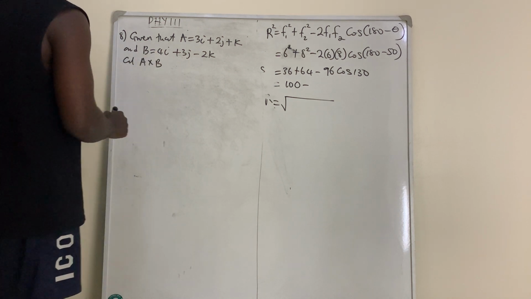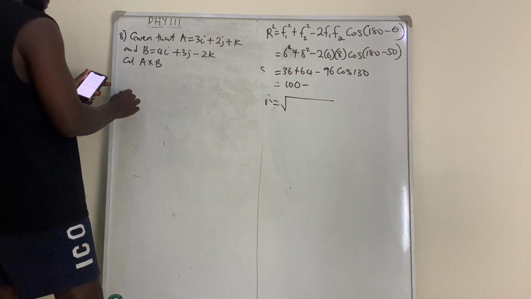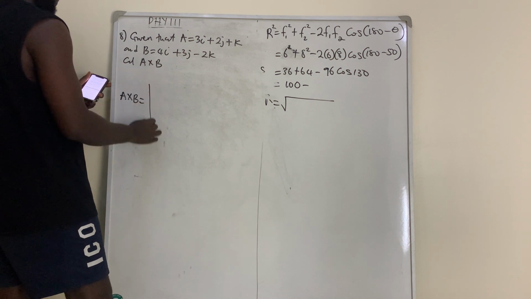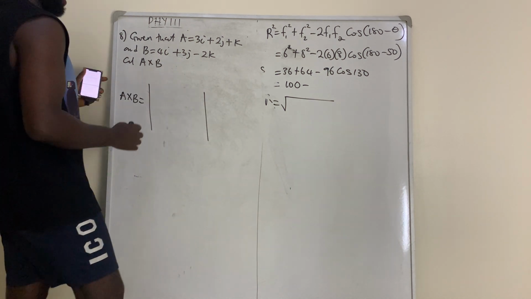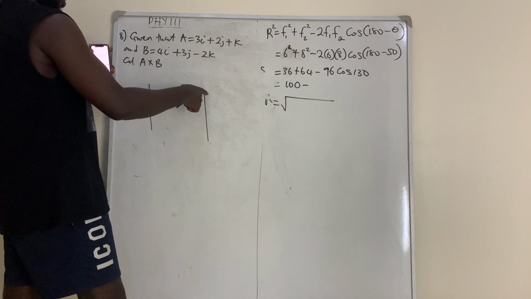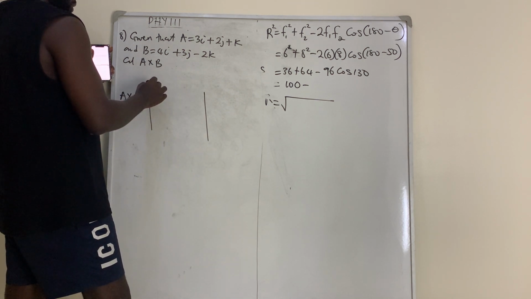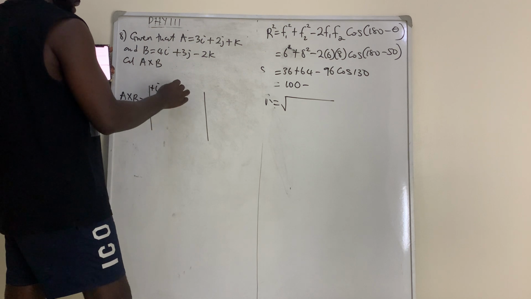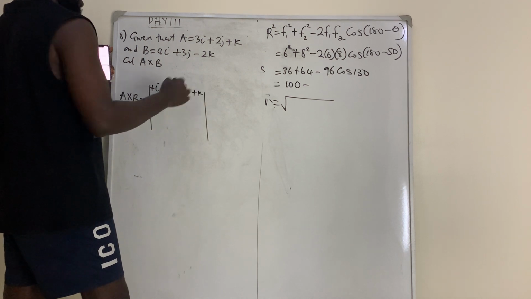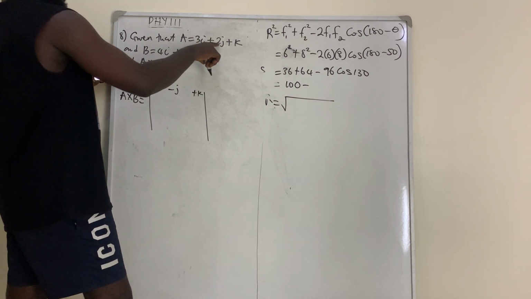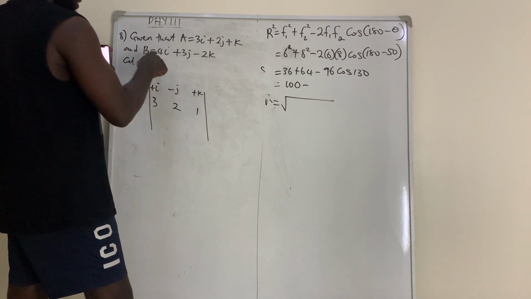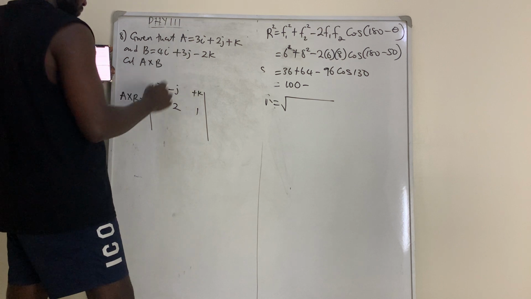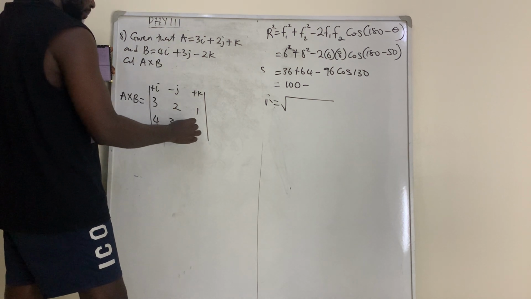Now in cross product, don't forget that cross product is a vector product, so we need to get a vector. So anytime you see cross product, the first thing that should come to your mind is matrix. So we'll fill in the top, which will give us plus i, minus j and plus k. Now let's fill the rest. 3, 2, 1, and 4, 3, minus 2.